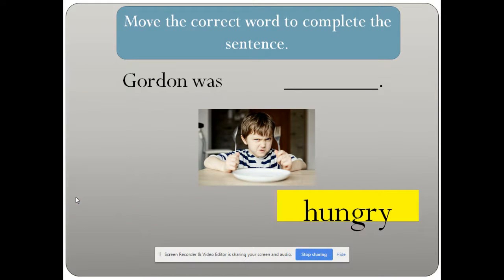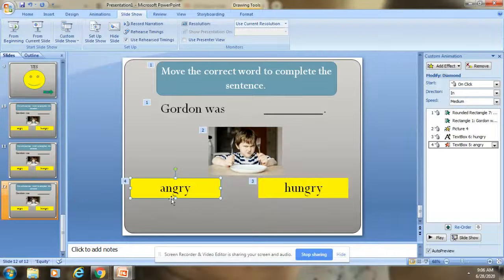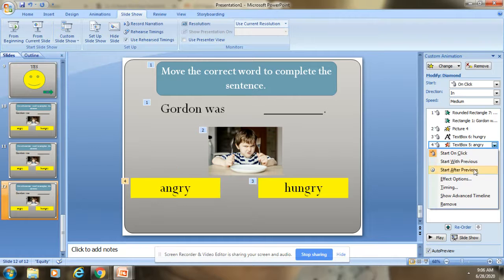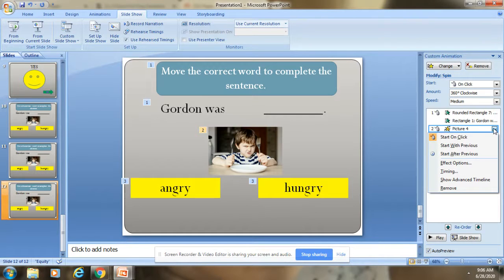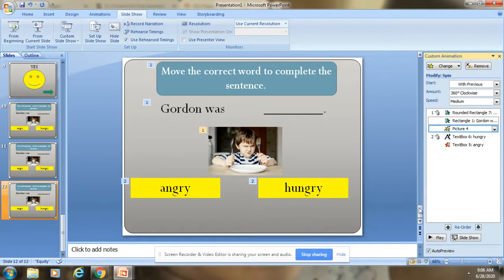And there you go. Now, if that's exactly how you want it to look, then perfect. If not, you just go right back in and maybe you change some things. So maybe I want this to go at the same time as my correct answer. So I started with previous. So now 3 and 3 goes together. Maybe I want this to go with number 1. So I'll put it with previous as well. Start with previous. So now let's take a look again.